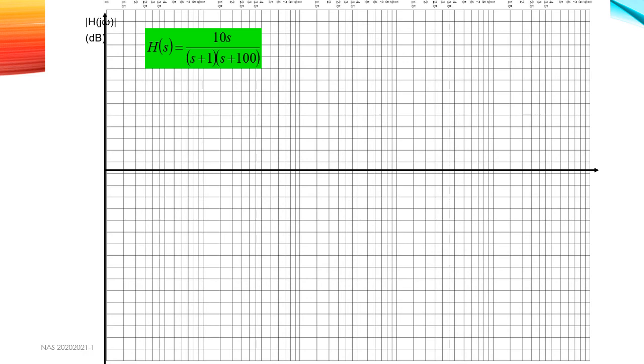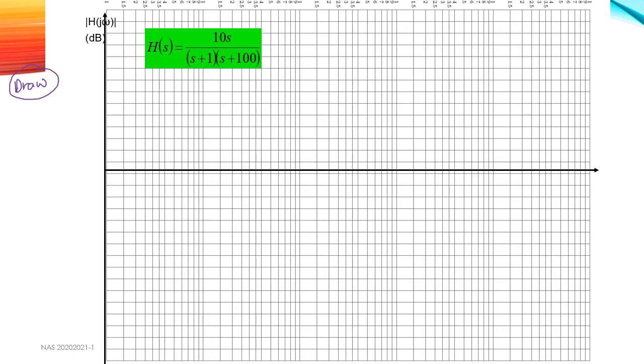Okay, this slide basically represents the same example as earlier, but this is for when the question asks you to draw a Bode plot, meaning that you need to use logarithmic graph paper. If the question asks you to sketch, you can use the earlier technique, just sketching on a blank page. But if the question asks you to draw a Bode plot, you need to use logarithmic graph paper to plot.